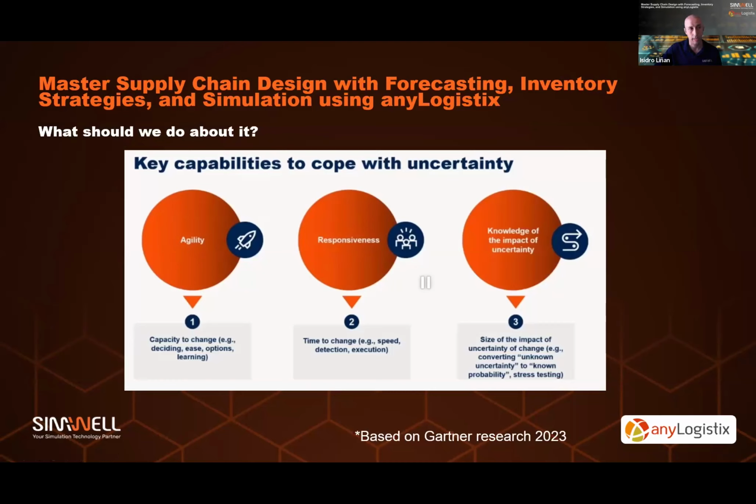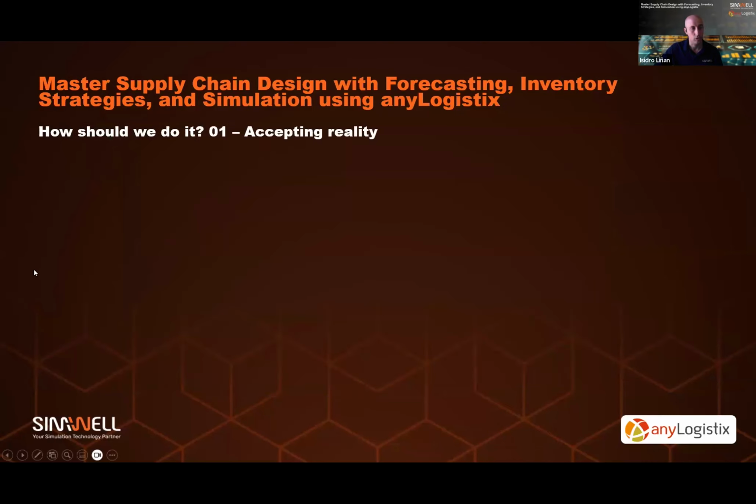We would like to take this one step further, and we propose that we don't only have to cope with uncertainty, but we can take advantage of uncertainty and complexity as we learn how to leverage simulation to deal with a VUCA world. Then you were wondering, okay, we know what we have to do, but how should we do it? So we propose two steps to deal with a VUCA world.